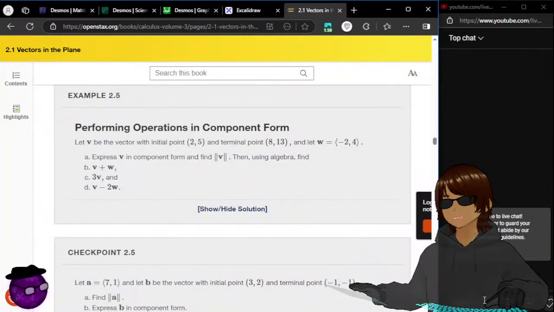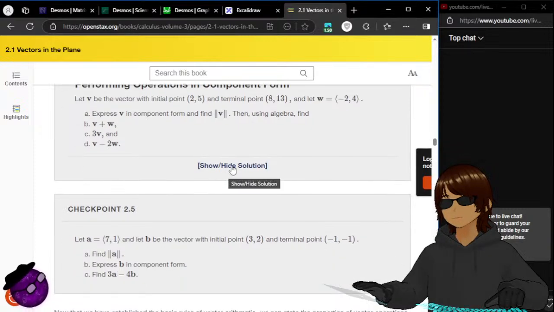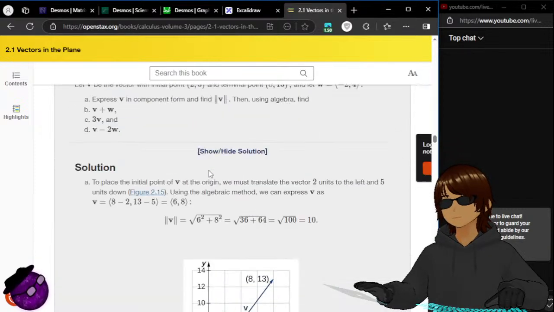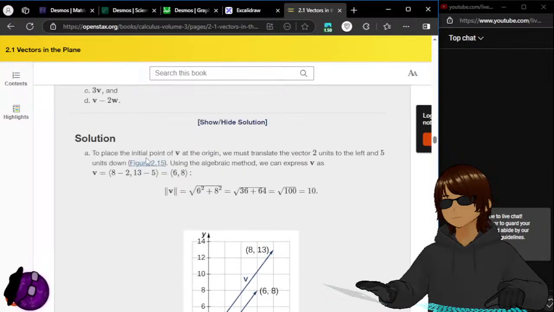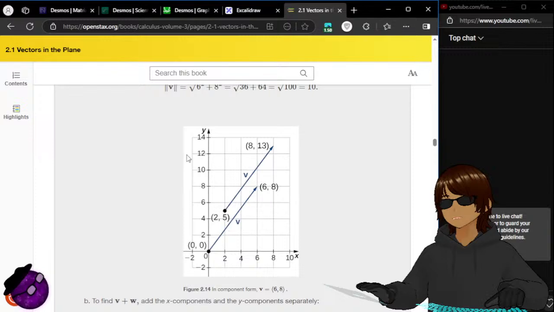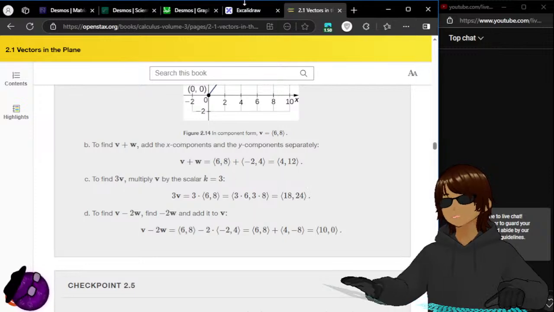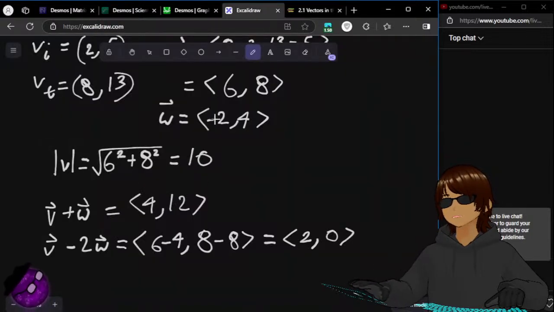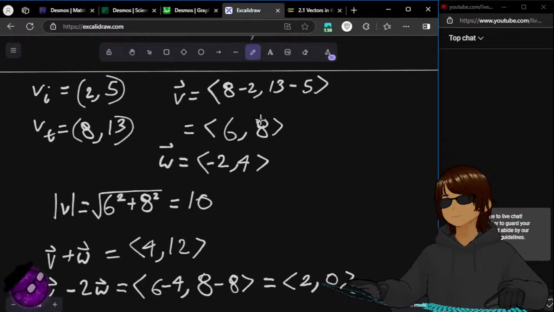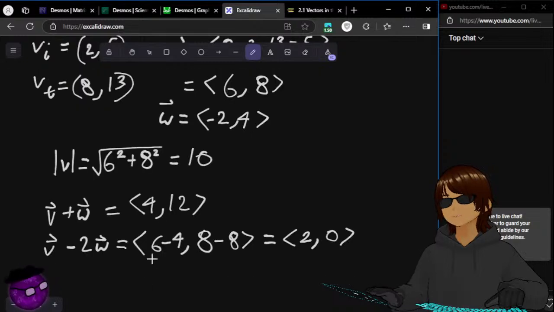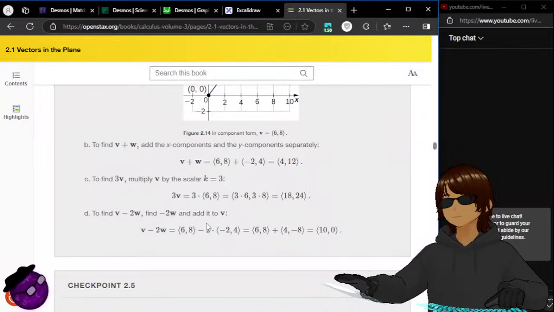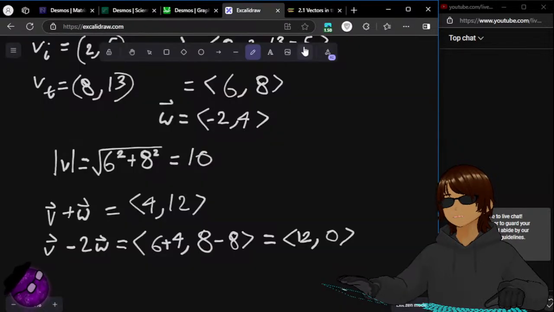Let's see if we got this correct. So the magnitude is 10. So they got 4 and 12. Yeah. v minus 2w. Oh, it's minus 2w. 6 minus -4, this is plus 4. So it's 12 actually. Nope, not 12. I mean 10.